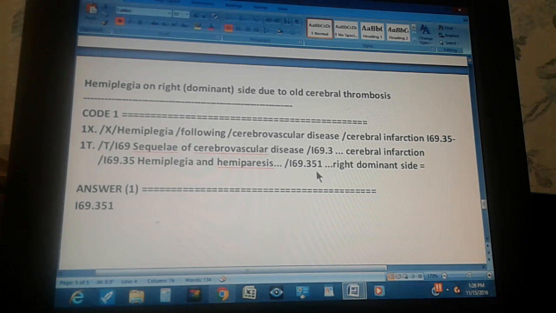And what is the last character that we had as a hyphen only in the index? What is that? 1. And why is that 1? Right dominant side, which means that this person is right-handed and that his hemiplegia is on the right side, right? So that's why there's a 1 at the end, and the answer is I69.351.